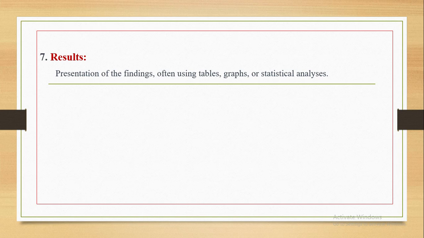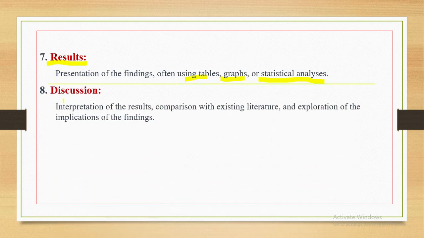So in analyzing chapter 4, results, and analyzing the studies, the presentation of the findings, often using tables, graphs or statistical analysis, is addressed under results, or number 7. The next section is number 8.